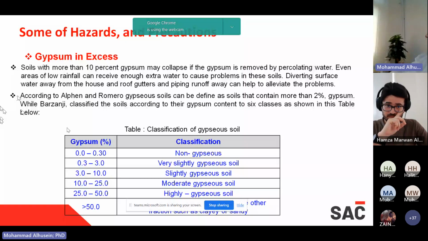Another author, Barzanji, classified the soil into different categories: 0 to 0.3% non-gypsous, 0.3 to 3% very slightly gypsous, 3 to 10% slightly gypsous, 10 to 25% moderately gypsous, 25 to 50% highly gypsous, and more than 50% very severely gypsous.